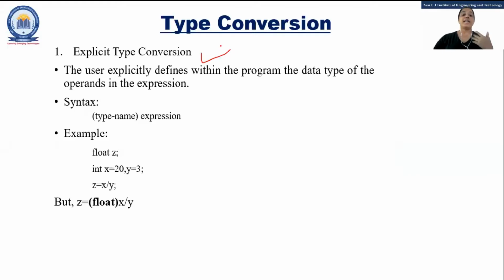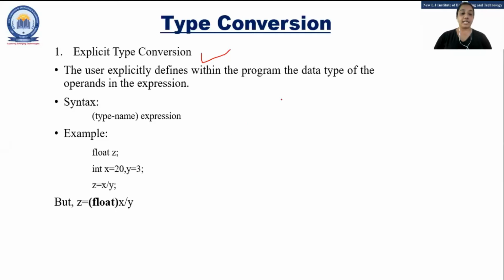Explicit type conversion. So what? We are responsible. That means whatever the thing is supposed to be done in implicit, I don't want to go in that way. That means I don't want to convert integer into float. But what happened? I need to convert float into integer. So for that, I need to go for what? Explicit type conversion. You can see that we are responsible.